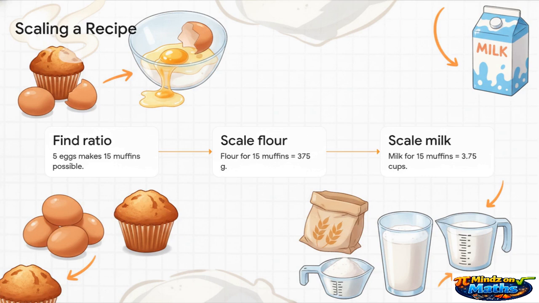Now for steps 2 and 3, we scale the other ingredients directly to those 15 muffins. We take our 150 grams of flour, divide by 6 to get the per muffin unit rate, and then multiply by 15 to get 375 grams. We do the exact same direct proportion for the milk. 1.5 cups divided by 6 times 15 equals 3.75 cups of milk. Look at that, you've just mathematically optimized your baking.